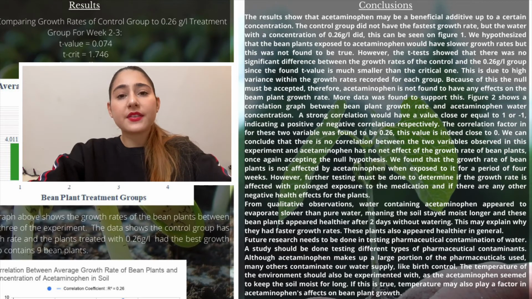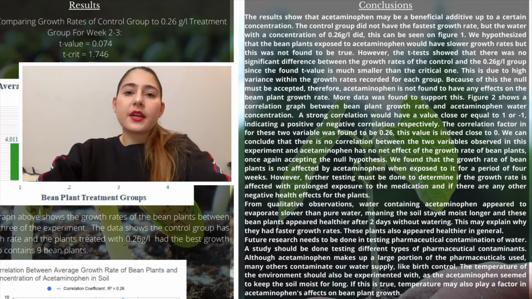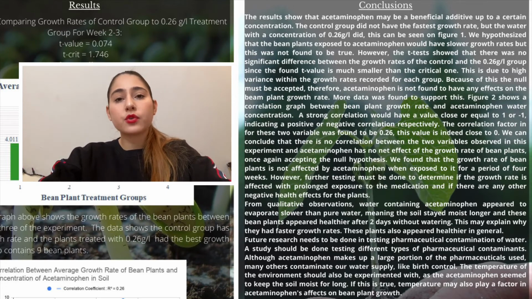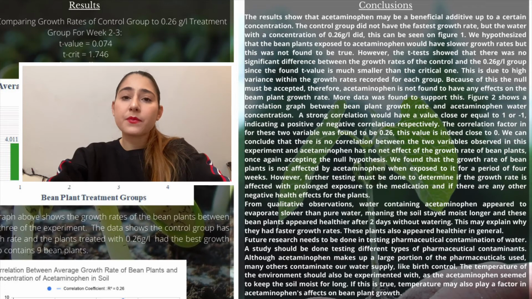However, during the experiment, we also did some qualitative observations. We found that the plants that had acetaminophen in them appeared significantly healthier than those that didn't. This is because, as we all know, during the weekends, we didn't have access to the greenhouse and we weren't able to water the plants. So every Monday when we walked into the greenhouse, we saw that the soil from the plants that had acetaminophen was moist, while the ones for the control groups was completely dry. We think that this is because the acetaminophen may have affected the water in a way that made it harder to evaporate. So it kept the soil moist for longer, and the plants had access to water all the time, therefore appearing healthier after 2 days without watering.